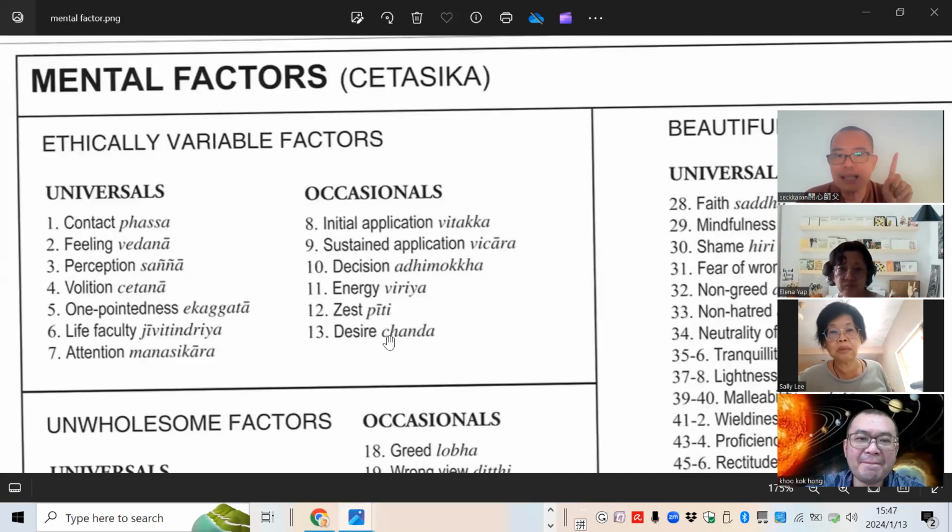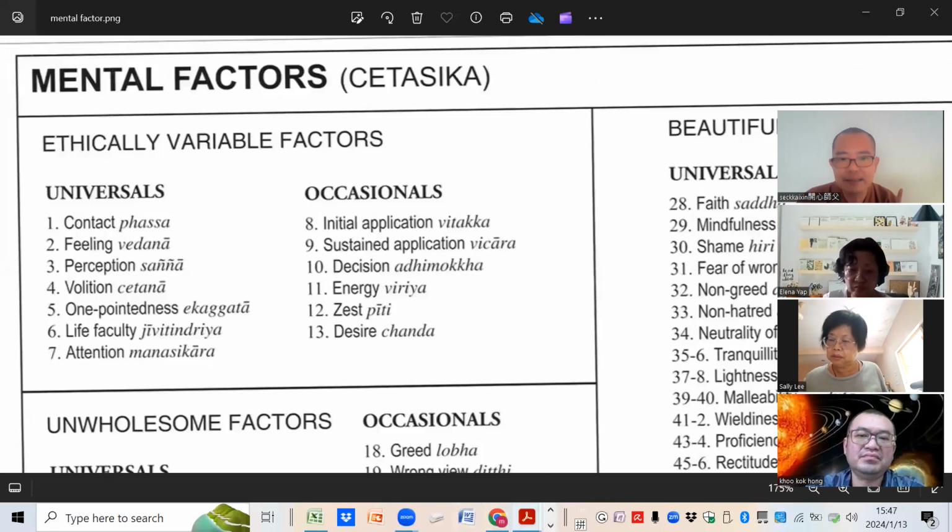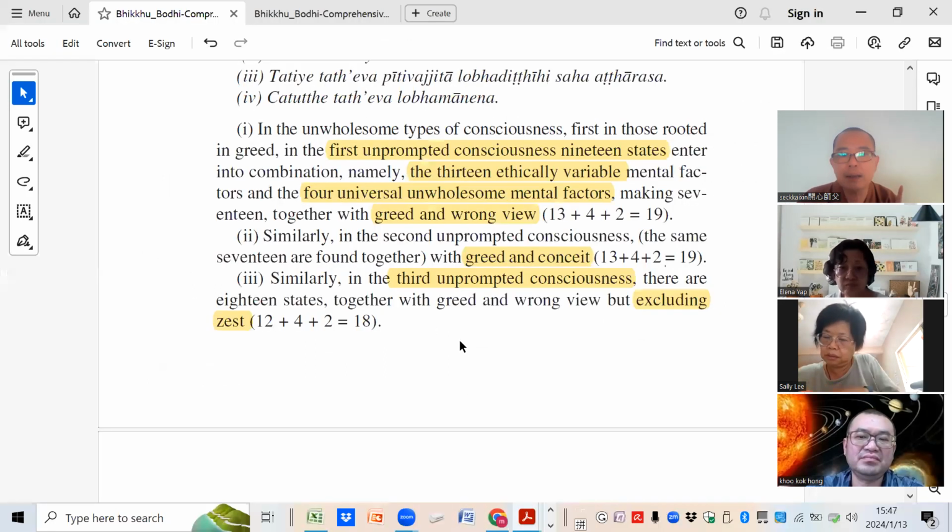Just now the first and second unprompted, because they are mental pleasure accompanied, so they have zest. But the third one is equanimity, so we have to minus the zest. Once we minus the zest, the calculation will become 18. Okay, get it or not? So this is the third unprompted.